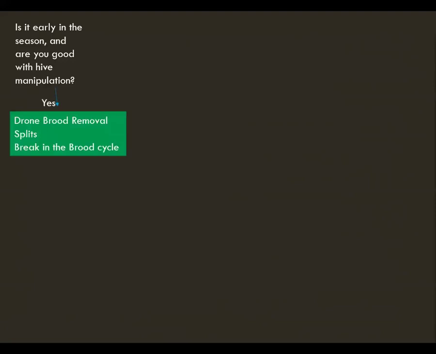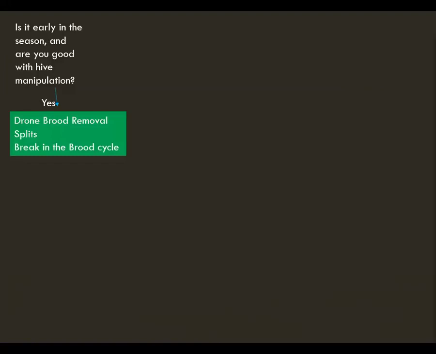All right, so starting with some things that can help us make our decision. If it's early in the season and you're really good with hive manipulations and you understand bee biology, you've got a couple options that allow you to keep the mites low. So we can do drone brood removal, we can do splits, and we can do breaks in the brood cycle. And like I said, there are people who do just this and they're able to keep the mites under control.